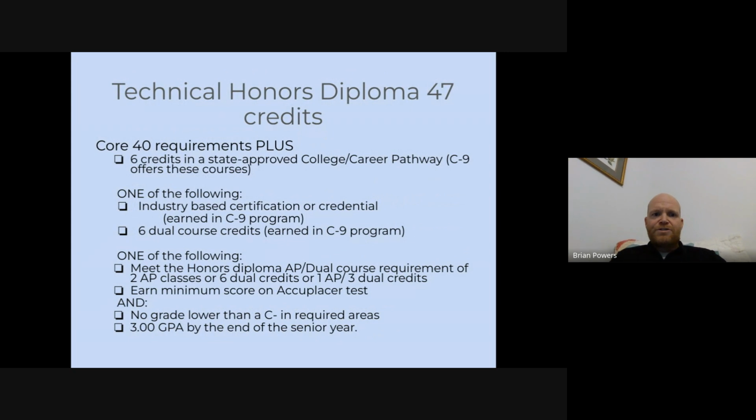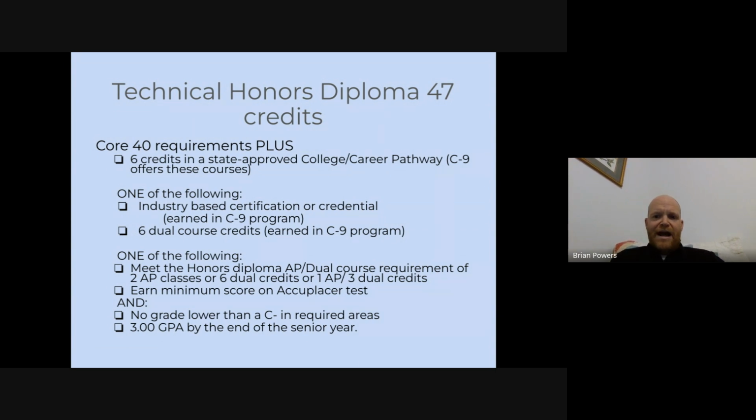The technical honors diploma is also 47 credits. This diploma is 6 credits in a usually C9 course. A lot of students who go to Central 9 get the technical honors diploma, or this is how we get those students who get the honors diploma. They also have to get an industry-based certificate or credential, and that's from C9. Almost all of the C9 programs offer that, and dual credit courses.